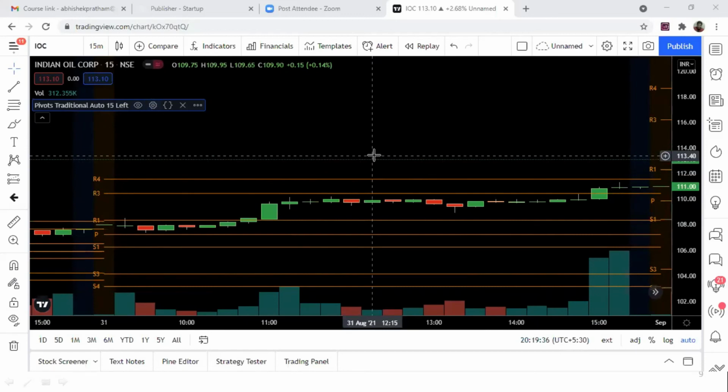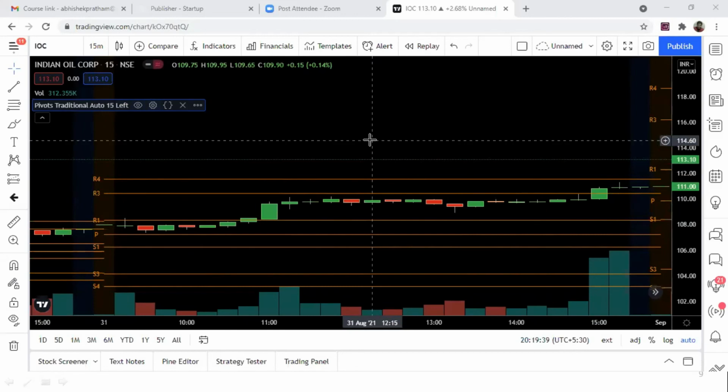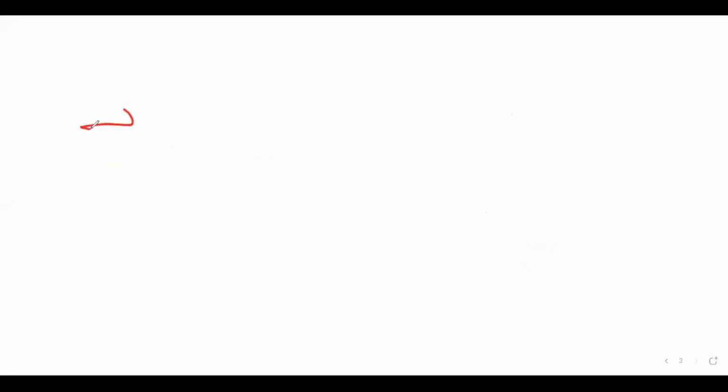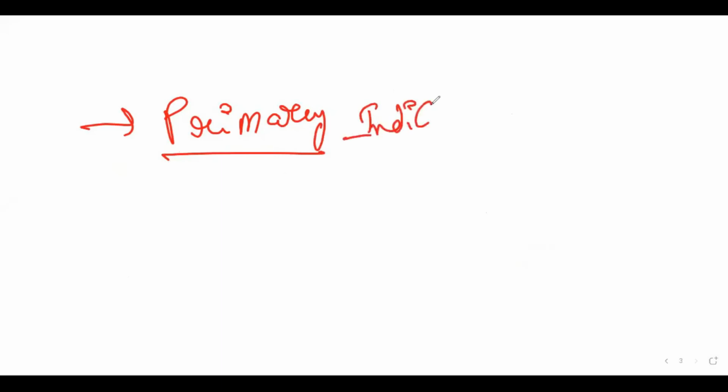Mr. Vikrant, what happens now? I personally like to make something like this. Whenever I trade now, there is one primary indicator in my mind that I'm using based on the style of my strategy, and I use one secondary indicator as a supporting indicator.